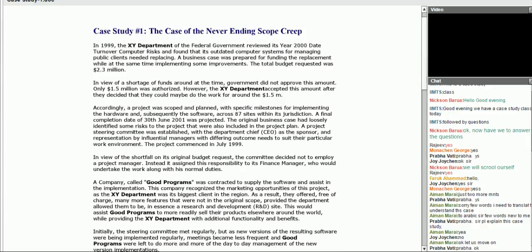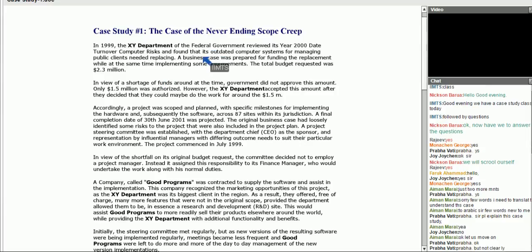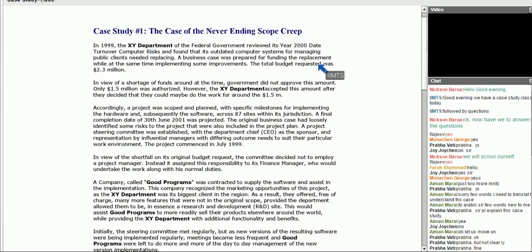See, overall, just to give you a brief, because I am also reading this case study with you for the first time. So there is one government department XY, and they have been assigned a certain project for the obsolete outdated systems. They want to allocate the new computer systems. The total budget of that cost is around 2.3 billion, but the government has only approved $1.5 million for that. And the department name is XY department.